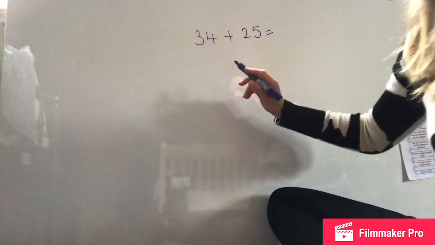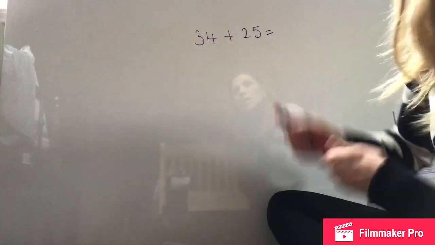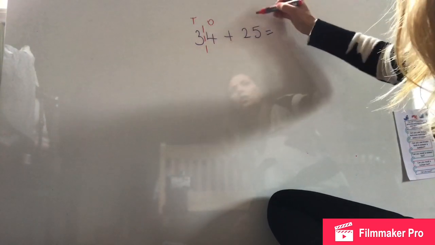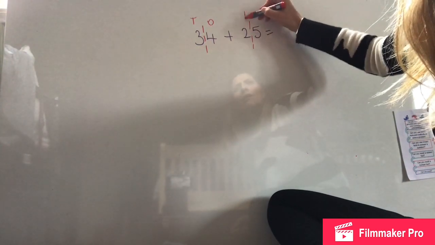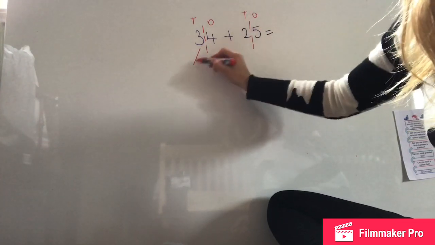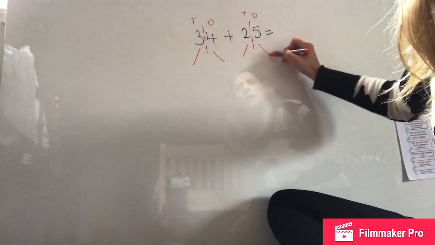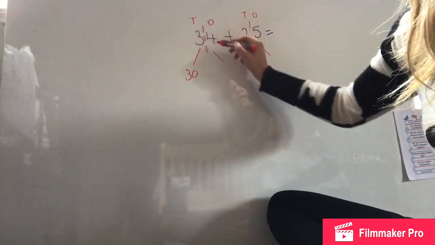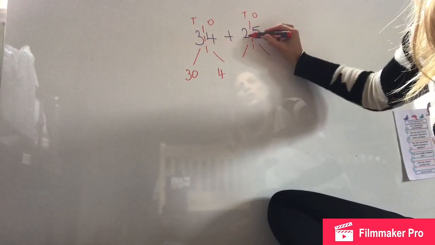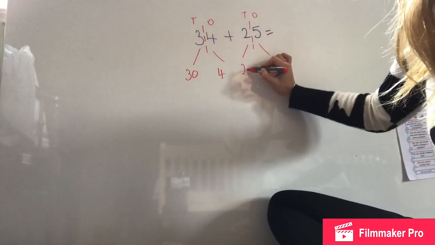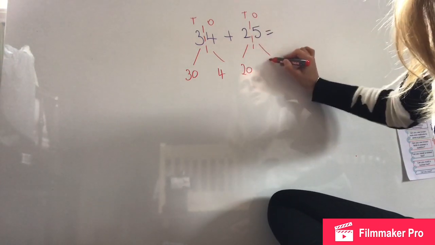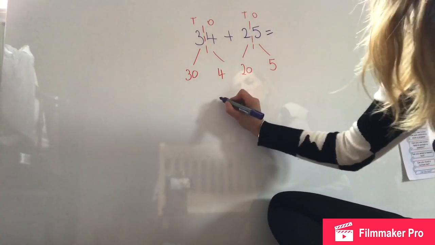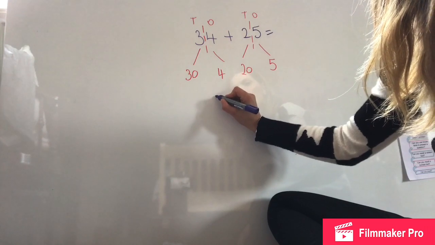So my first job is to take a different colour pen and partition that to remind you that that's a 10 and that's a 1. Partition it, remind you that's a 10 and a 1. And just in case you can't remember how to do that, 3 10s are 30 and 4 1s. 2 10s are 20 and 5 1s. So I'm going to write it this way to remind you. This is our formal method.